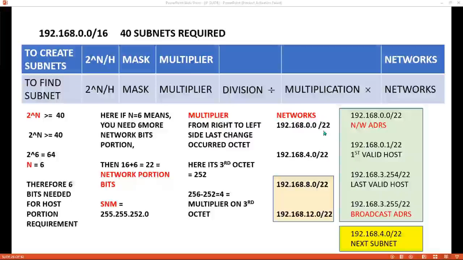So after writing the first network, again we try to write the network address, valid host and broadcast, okay? So for the network address, you can try 192.168.0.0/22. The first valid host is the next address of the network address, right? So 192.168.0.1, okay? Why? You know the IP flow, right? It increases from 0 to 255 one by one. Okay. So then the second network is 192.168.4.0/22.